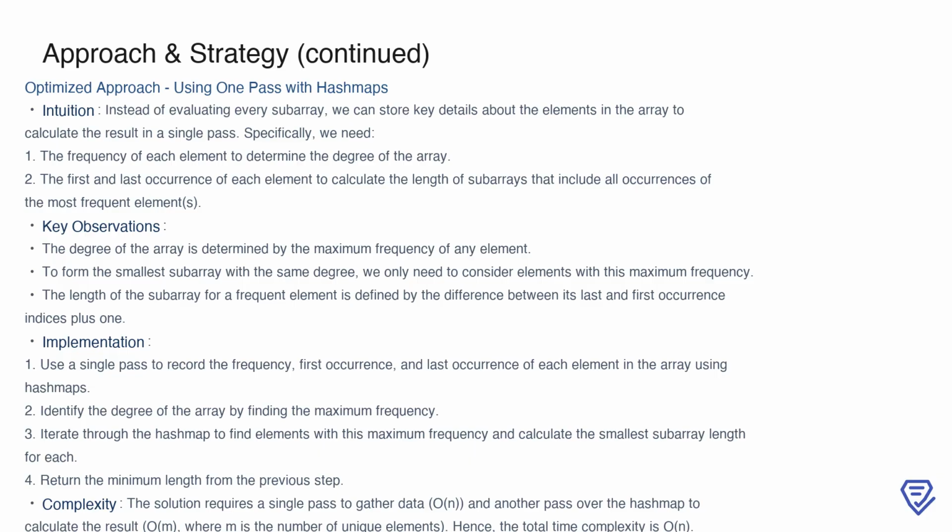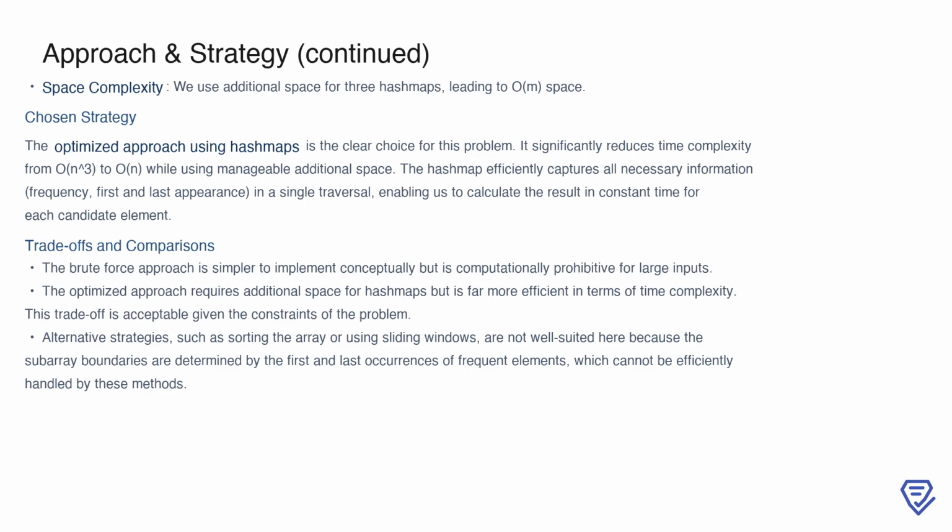This approach is highly efficient, with a time complexity of O(n) for the traversal and an additional O(m) for processing the hash map, where m is the number of unique elements. In terms of space complexity, the optimized approach uses additional space for 3 hash maps, resulting in O(m) space, where m is the number of unique elements in the array. Given these trade-offs, the optimized approach using hash maps is the most suitable strategy for this problem.